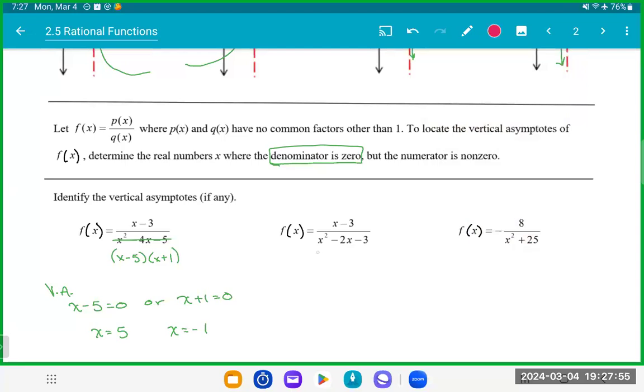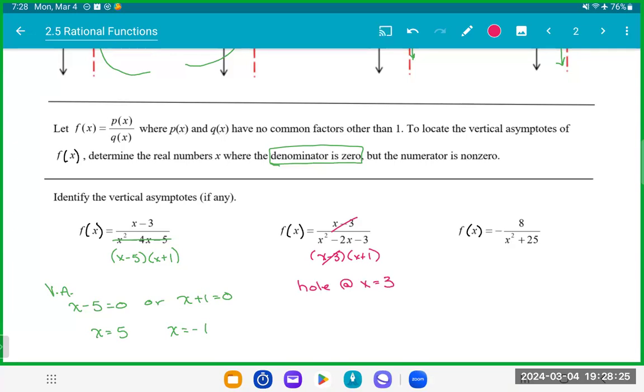Let's factor the second one. This is (x minus 3)(x plus 1). Now, notice here we have a term in both the numerator and the denominator. So what we say here is when you have a term that is in both the numerator and the denominator, that means we have a hole in our graph at x equal to 3.